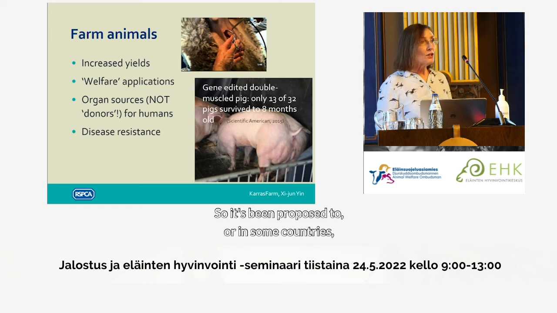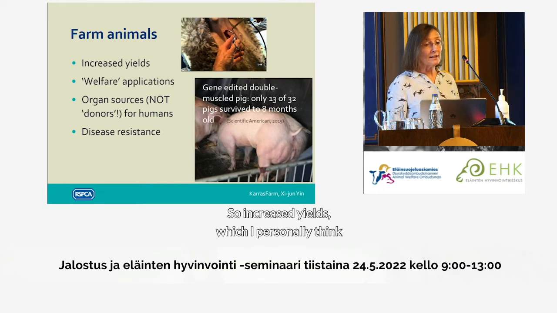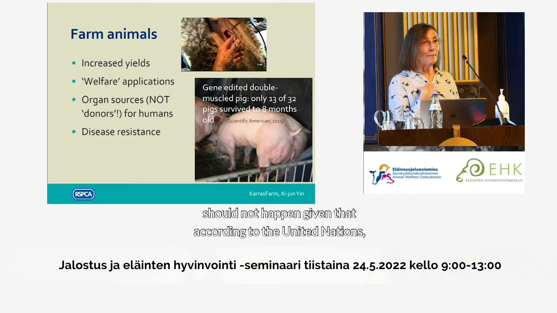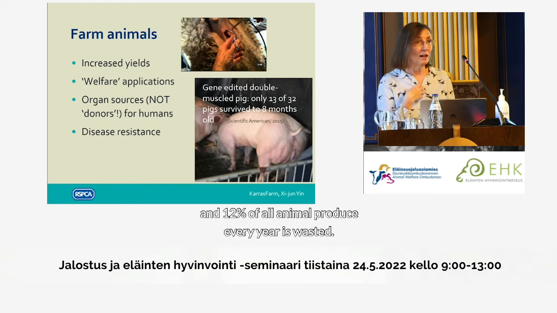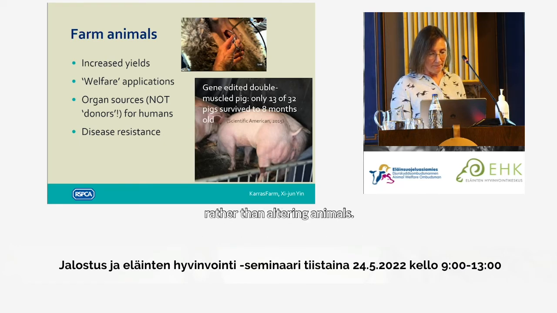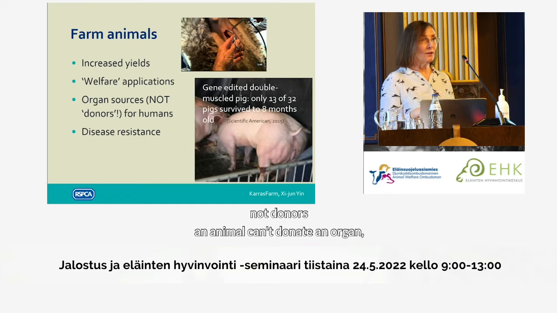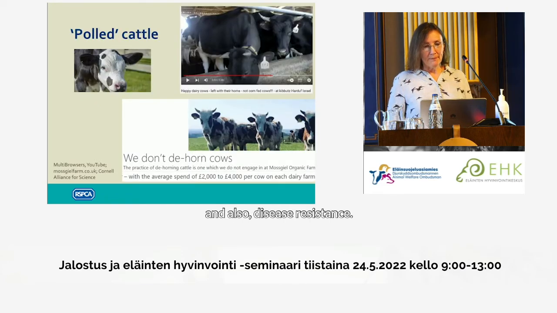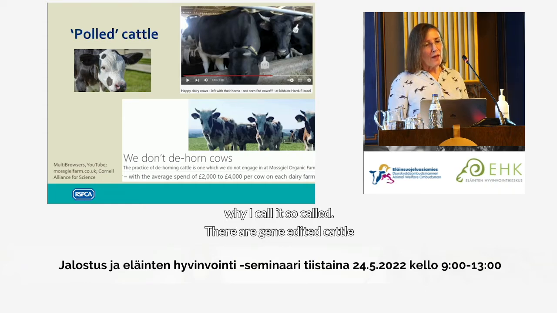So it's been proposed, or in some countries this is happening already, to genetically alter farm animals for a variety of reasons. So increased yields, which I personally think should not happen, given that, according to the United Nations, 1/3 of all food produced globally every year is wasted, and 12% of all animal produce every year is wasted. So I think that needs to be sorted out as a matter of policy rather than altering animals. So-called welfare applications, organ sources for humans, not donors. An animal can't donate an organ. And also disease resistance.